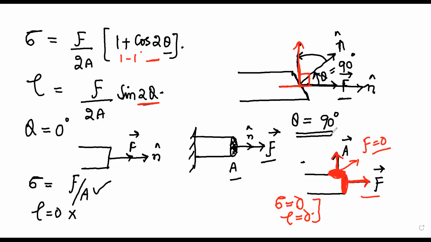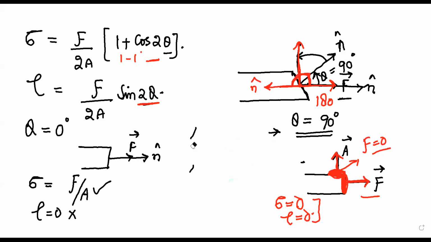When theta is equal to 180 degrees, the area vector n is in this direction and the force vector is in this direction. At that time, the angle between n and F is equal to 180 degrees. So the case of theta equal 90 degrees will be like the earlier one, and similarly, for theta equal 180, the case will be like this.